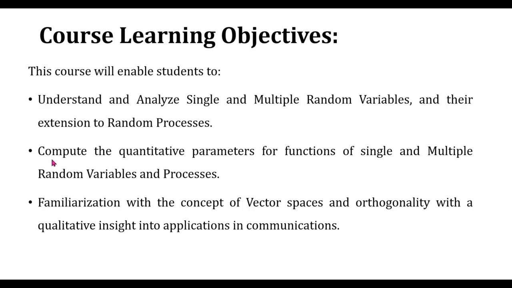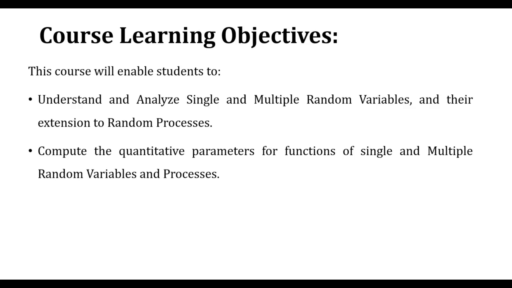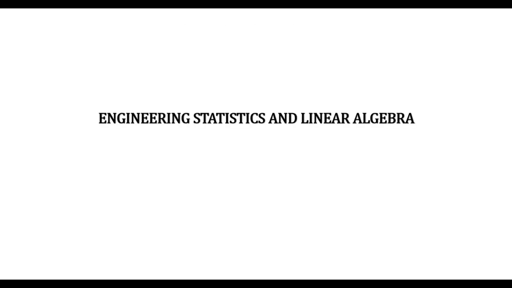So the first and second objectives are related to engineering statistics, and the third objective is related to linear algebra. So this subject is completely divided into two topics here. The first topic is statistics and the second one is linear algebra. Modules 1, 2, 3 are related to statistics, and the fourth and fifth modules are related to linear algebra. Keep that point in your mind.